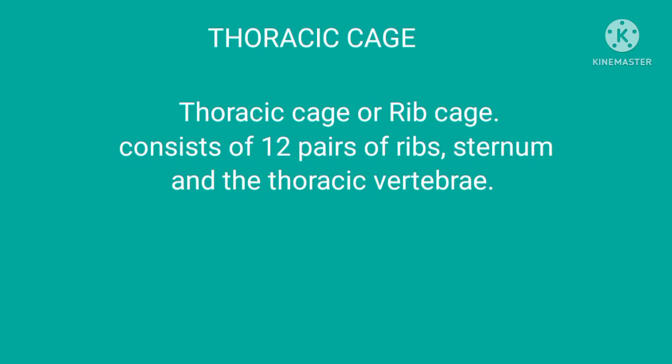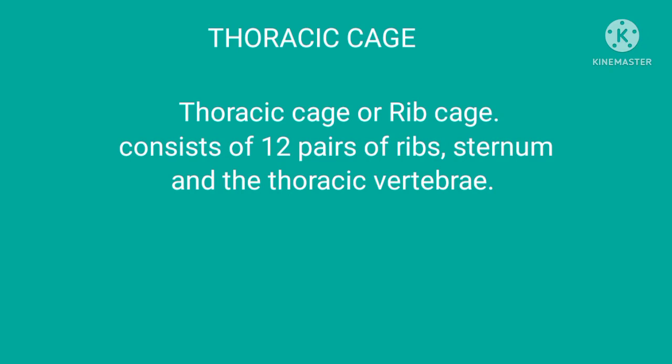Part 2 of the skeletal system and the continuation of the axial skeleton. So this is the thoracic cage that we are going to study today. The thoracic cage, or the rib cage, consists of 12 pairs of ribs, sternum, intercostal cartilage, intercostal muscles and the thoracic vertebrae. We know that the ribs are flat, curved, ribbon-shaped structures.